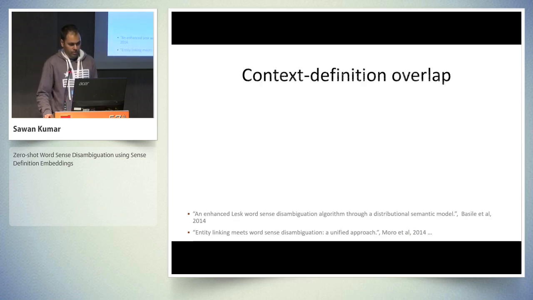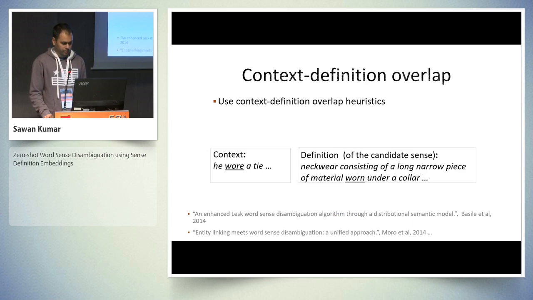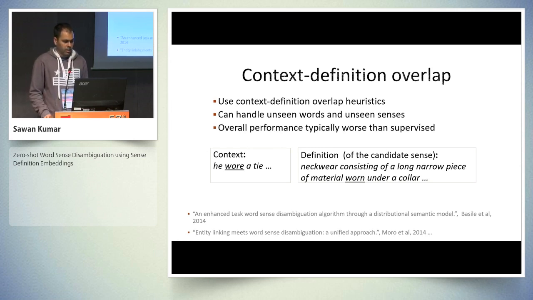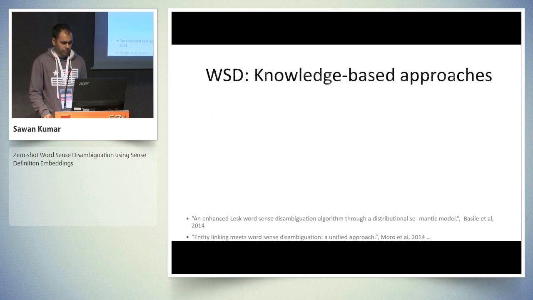To solve some of these issues, other methods are used which use external knowledge. For example, one set of methods uses context definition overlap heuristics. The idea is that the context in which a particular sense occurs has some overlap with the definition of the particular sense. These methods can handle unseen words and unseen senses, but the overall performance remains worse than the supervised systems.